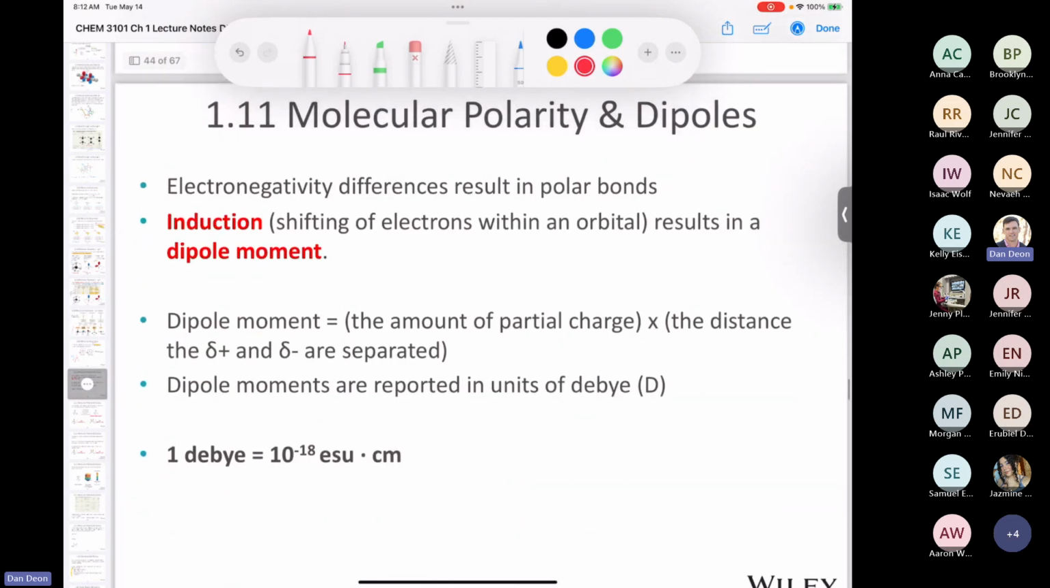So molecular polarity, and again, we're still in a review of general chemistry. So this is a concept that you would have seen in general chemistry 1. So going back to the idea of electronegativity. Remember, electronegativity differences result in what we call a polar bond.